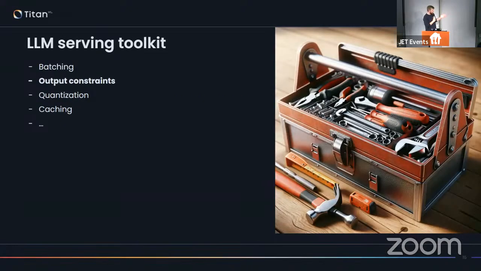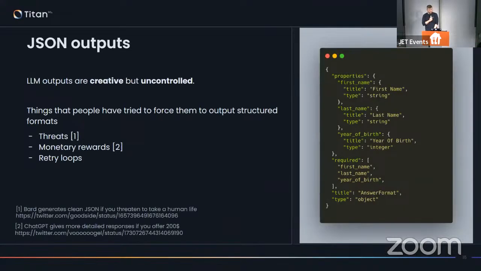So that's batching. Now I'm going to talk a little bit about output constraints and why they're useful. One thing, the LLMs are this sort of source of some kind of intelligence that's useful for lots of business applications. They're very creative in the sense that you can use them to write blog posts or whatever it is you might choose to have them write, but they're also very uncontrolled.